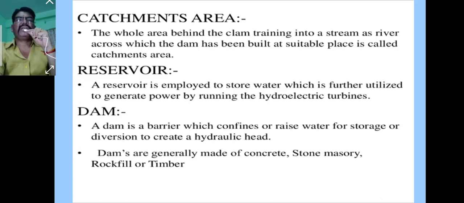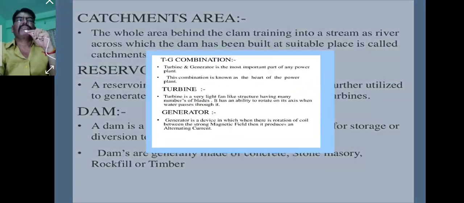Now the next equipment is the dam, which is constructed on the river at a high altitude, from the top portion of the ground. A dam is a barrier which confines or raises water for storage or diversion to create hydraulic head. Dams are generally made of concrete, stone masonry, rock fill or also timber.